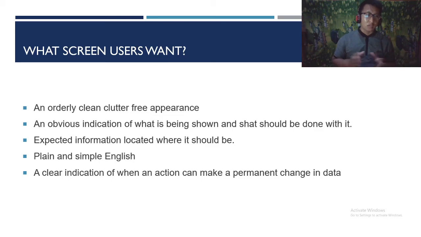The user wants are the following: an orderly, clean, clutter-free appearance screen. This is what the users need or want. They want an orderly, clean, clutter-free appearance. So this is very clear for us. Next, an obvious indication of what is being shown and that should be done with it. Sorry for the spelling. Shown and what should be done with it.